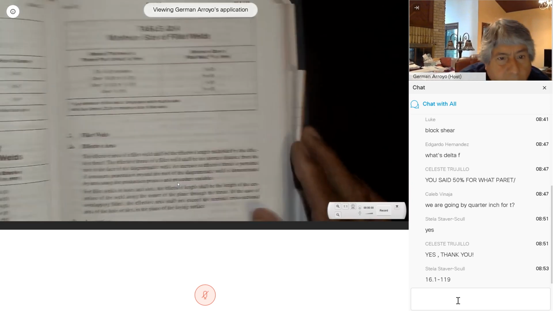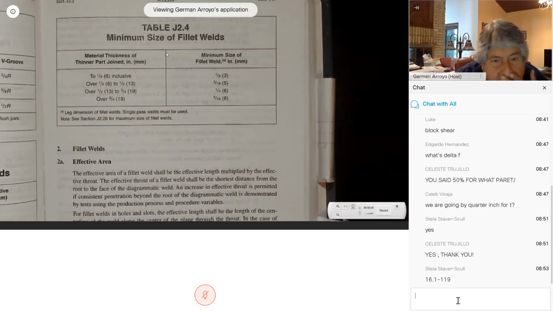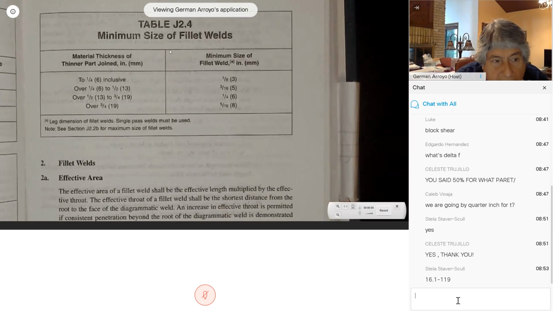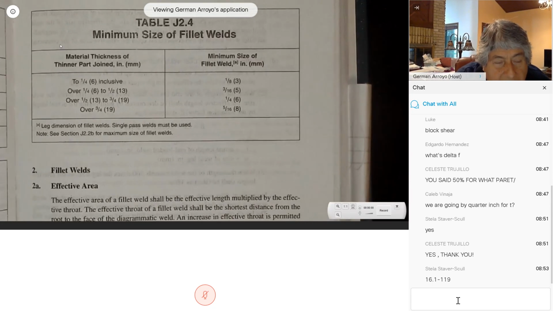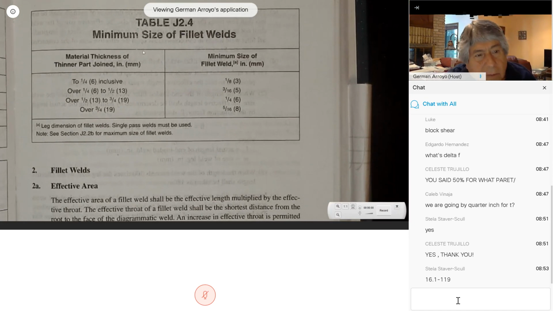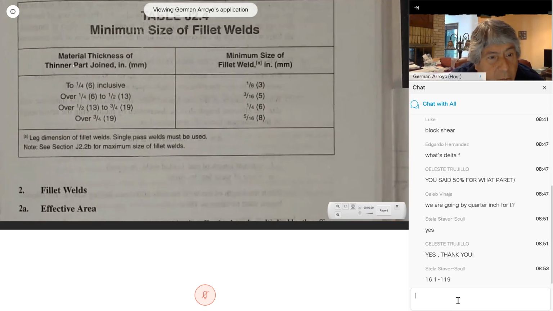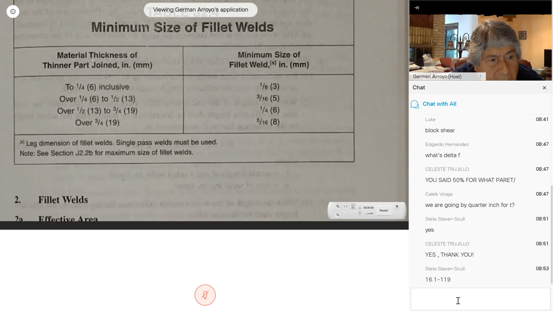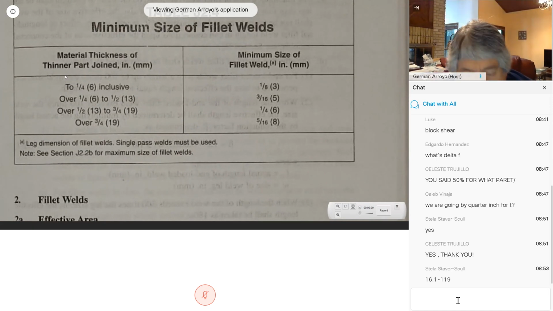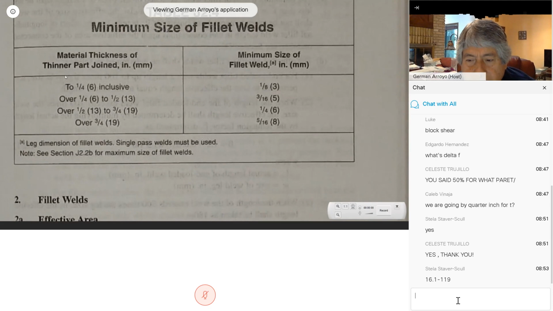In the code, table J2.4, and somebody asked me the other day this question. In the old times, it was based on the material of the thicker pile joint. In some of the old solutions, it was based on the thicker. Now it's based on the thinner. What is thinner? The plate or the web?